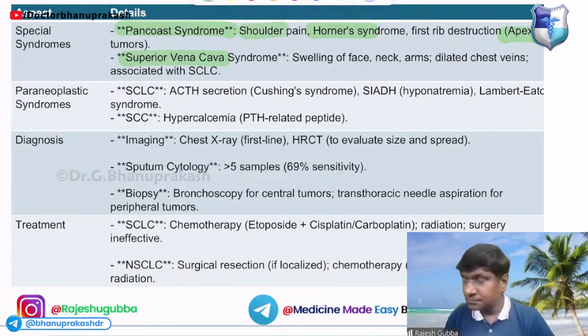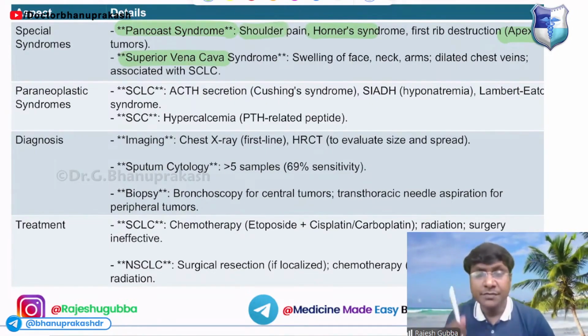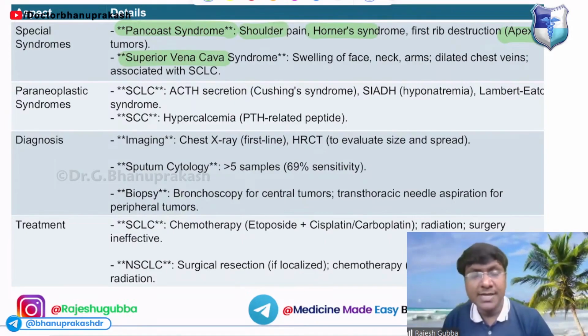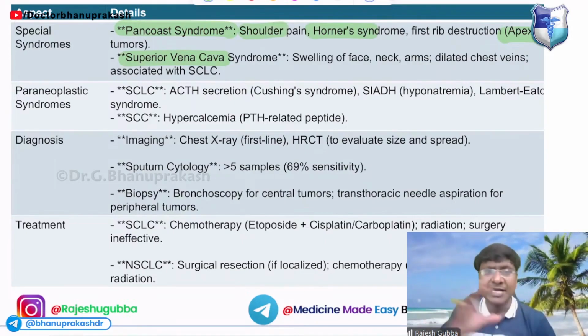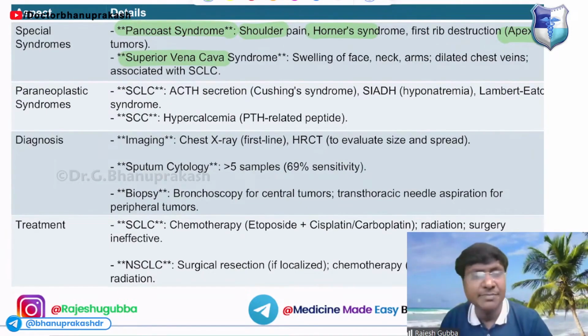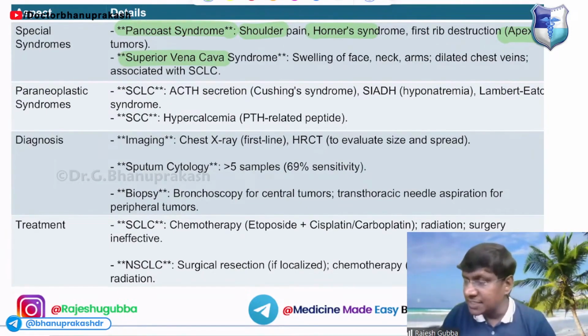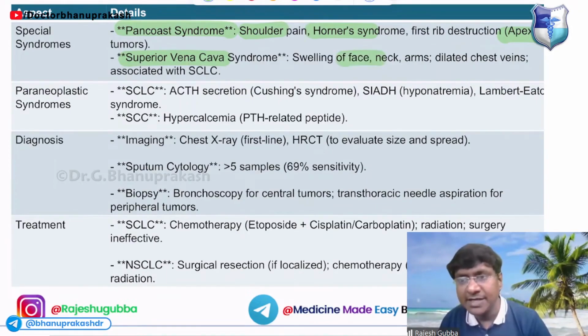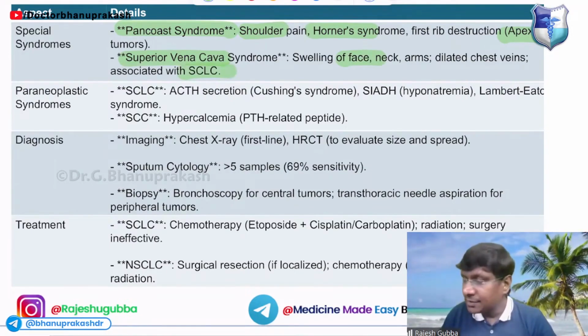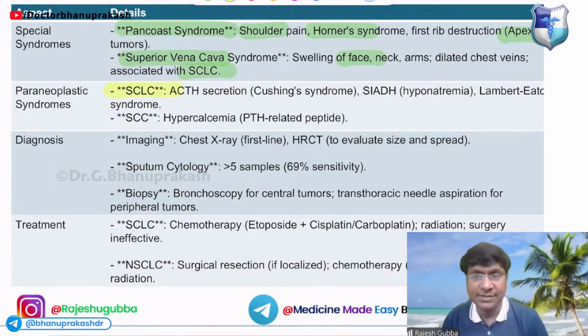as well as arm pain. Next is superior vena cava syndrome, which is very common in small cell carcinoma. This superior vena cava syndrome will be compressing the structures present within the mediastinum. And once the structures within the mediastinum are compressed, there will be swelling of the face, neck, arms, and there will be dilated chest veins. Right? Where is it observed commonly? Small cell lung carcinoma.